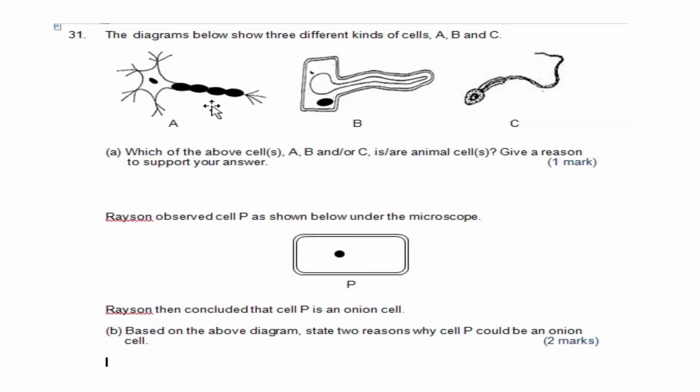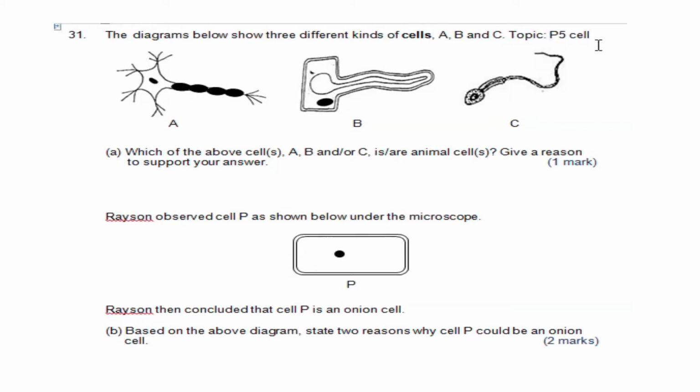Okay, so now we take a look at question 31. Question 31 says that we have three different kinds of cell, A, B, and C. Now, based on the question, we see the word cell. So, of course, we have the topic on P5. This is the topic on P5, cell. Okay, this is the topic.